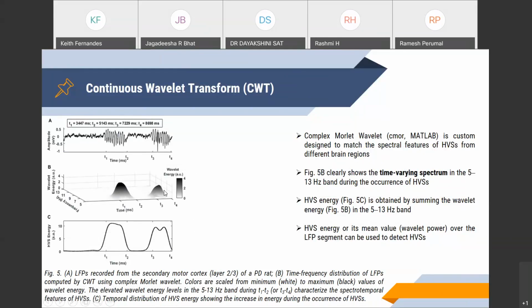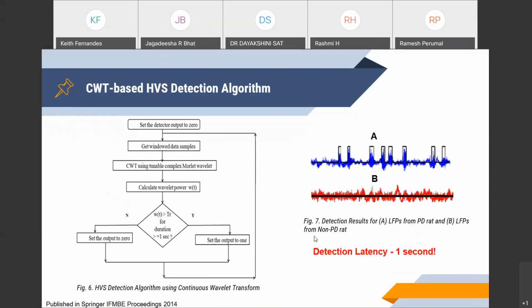Similar to the Fourier transform algorithm, you can sum the wavelet energy in the 5 to 13 band, and you can use this as a parameter to predict the occurrence of high voltage spindles. But I will later show the other side of the continuous wavelet transform, the demerits. Of course, it's very useful for offline analysis of high voltage spindles. This is the algorithm I designed during my pilot study.